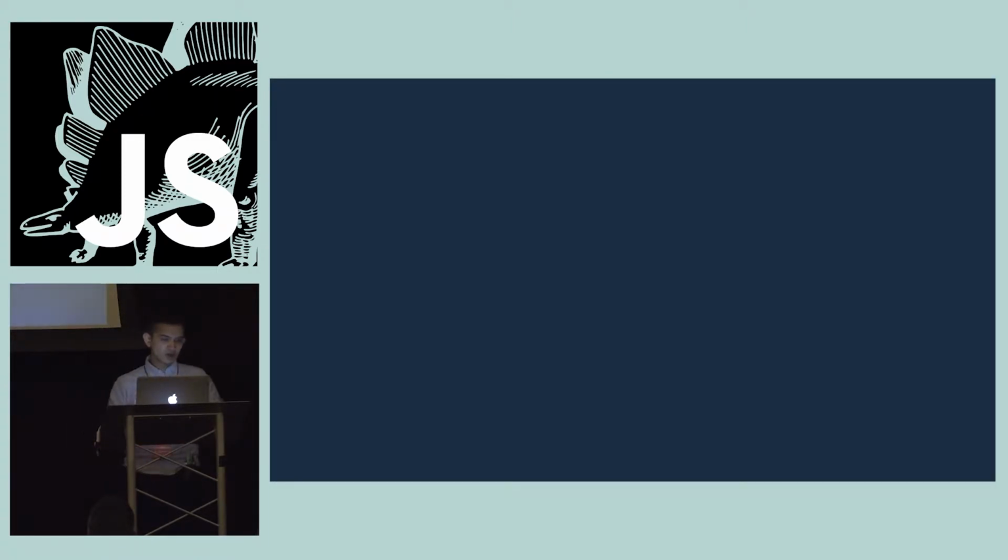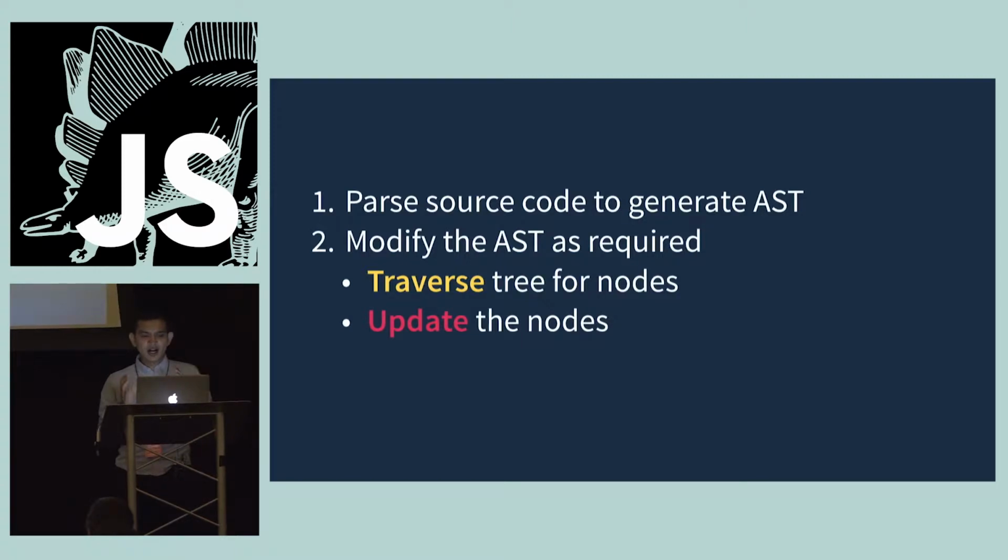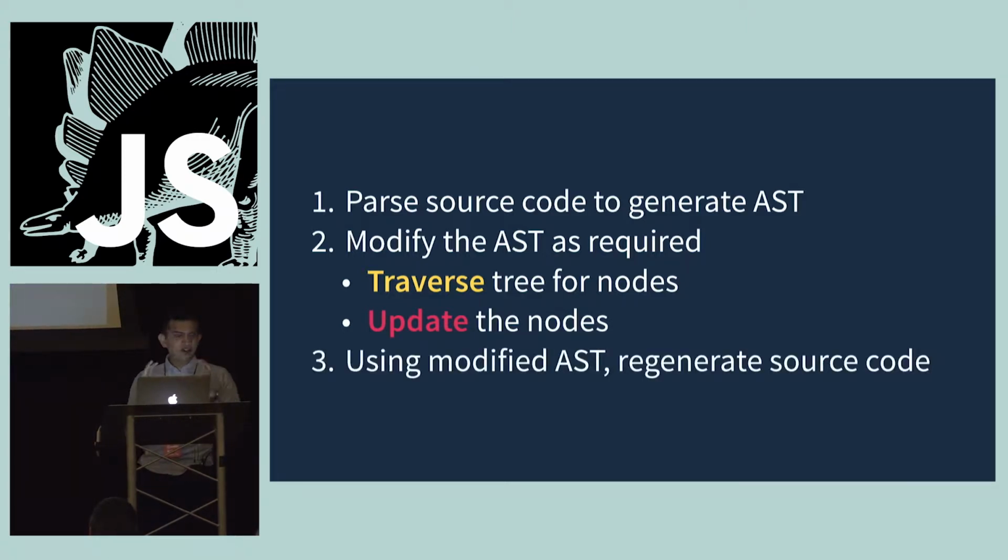Here's a general overview of the process. First, we'll need to parse our source code to actually generate the abstract syntax tree. After that, we have to modify the abstract syntax tree as required for our refactoring goals. This means we'll probably have to traverse the tree to figure out which nodes we care about, access them, and then we have to update those nodes as well. And finally, using our modified abstract syntax tree, we can actually regenerate our source code. And our files have been modified, our refactoring is done.